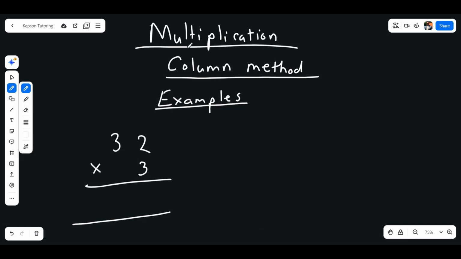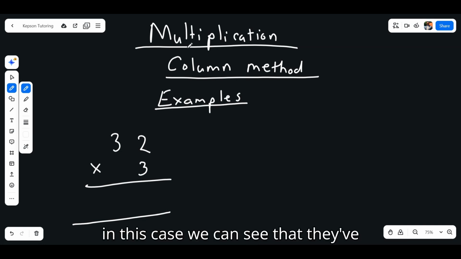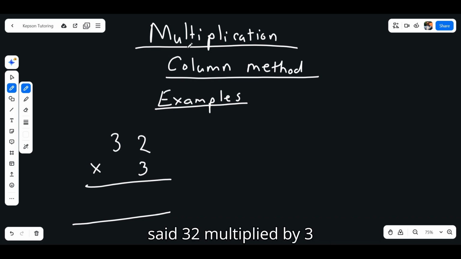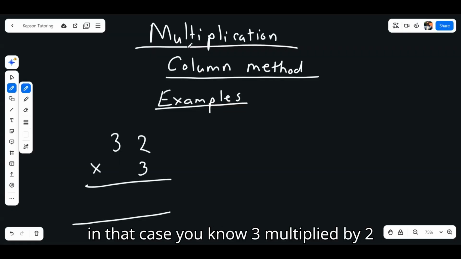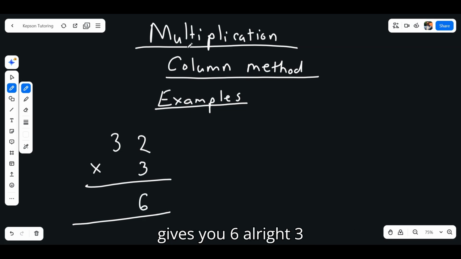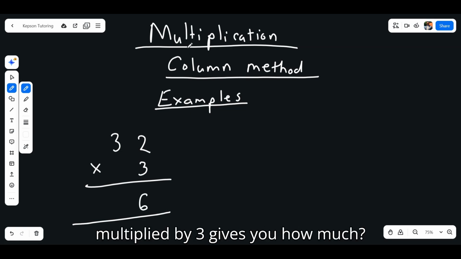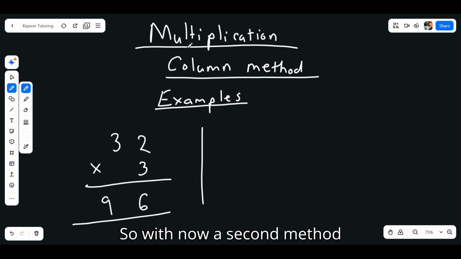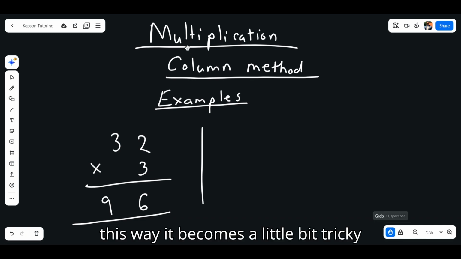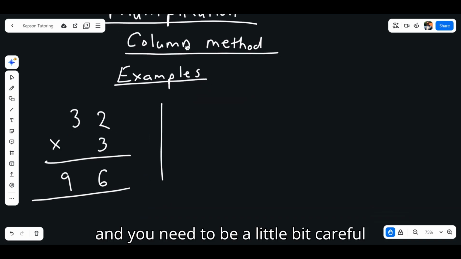In this case, we can see that they've said 32 multiplied by 3. We know for sure that we always have to start by multiplying one by one. In that case, 3 multiplied by 2 gives you 6. Right. 3 multiplied by 3 gives you how much? 9. Perfect.